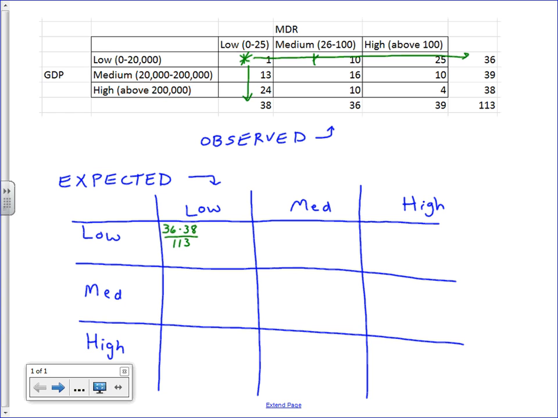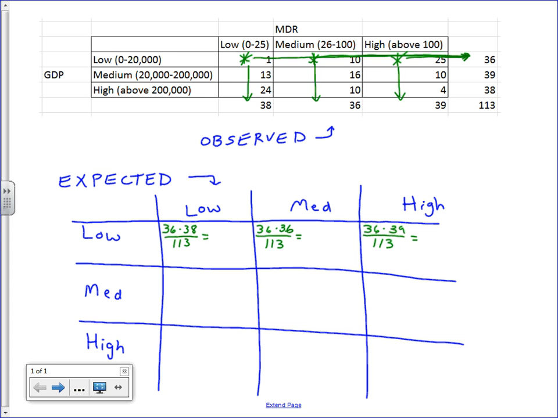For this cell, it'll be the same row, so 36 again, but now multiply it by the column total, which is 36. So 36 times 36 over 113. And then, of course, this final cell will be the 36 multiplied by the 39 divided by 113. I'll go back and actually calculate these after I fill in all of the work. And I do want to see this work for your project, so if you need to show it on a separate piece of paper and then scan it in, go ahead and do that. You can also find a way to type it in if you're comfortable doing that.